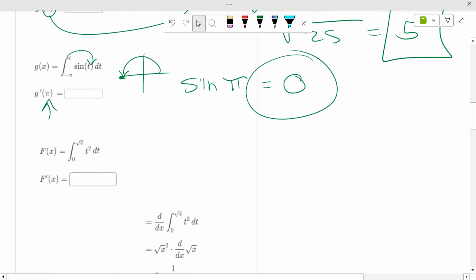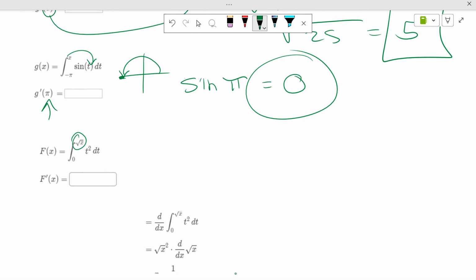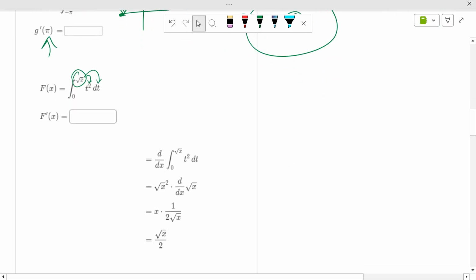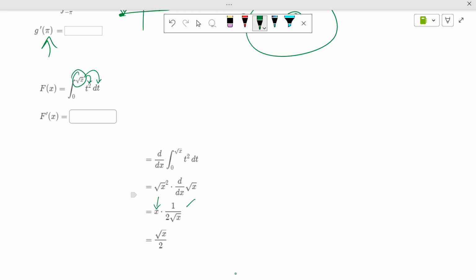For this one, because we have something more complicated than just x, it's a square root of x, we're going to put it there and there. So it is the derivative of this, which you take the square root of x and you square it, because it's t squared, times the first derivative of the square root of x, which is x times 1/2 over square root of x. X over square root of x is square root of x on top, so it's square root of x over 2.